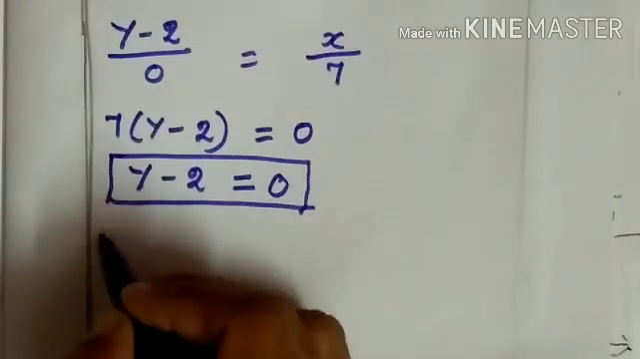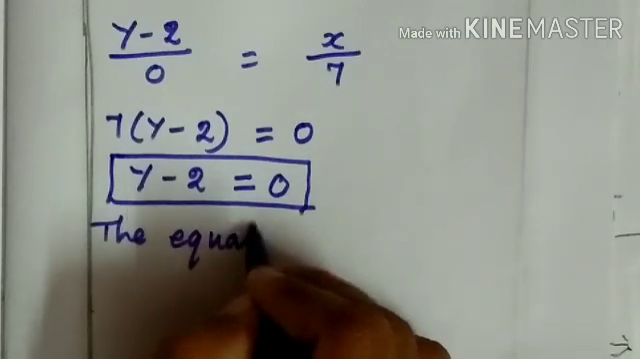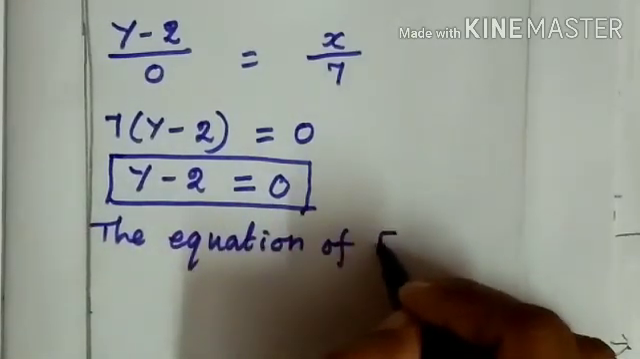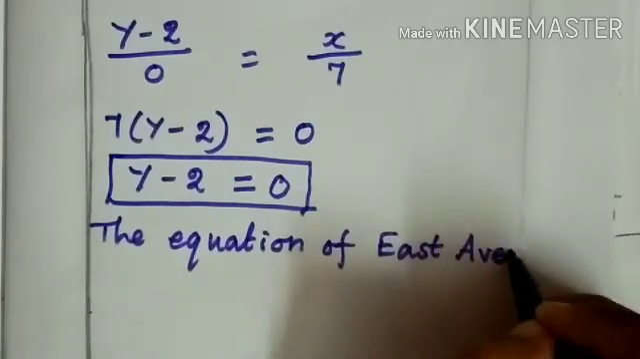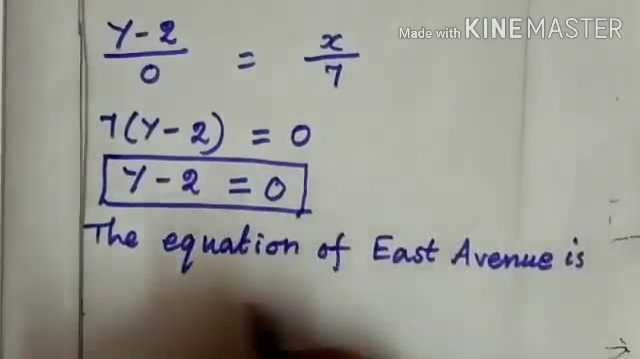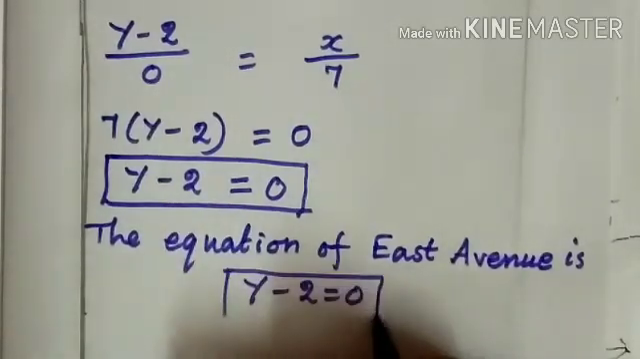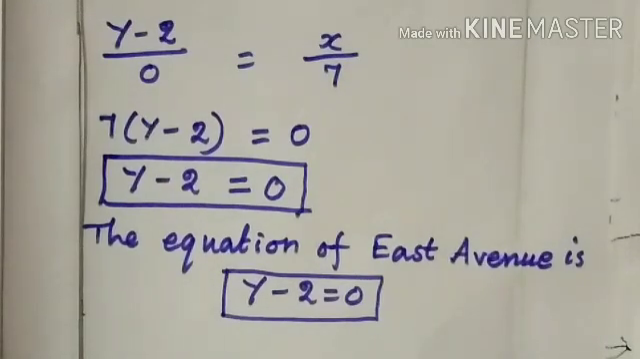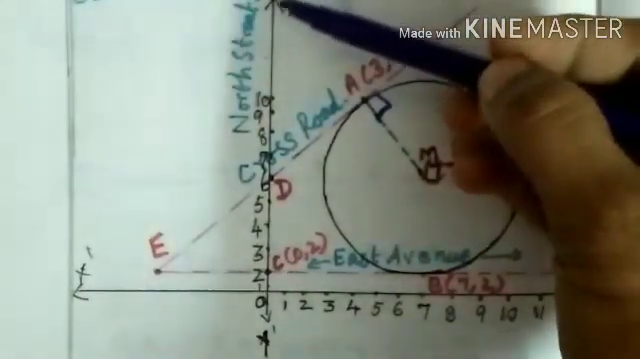Take down and write the answer. The equation of East Avenue is y minus 2 is equal to 0. This is the answer for the first subdivision. Now we move on to the next subdivision. You have to find the equation of the North Street.